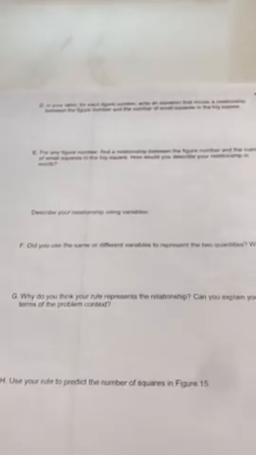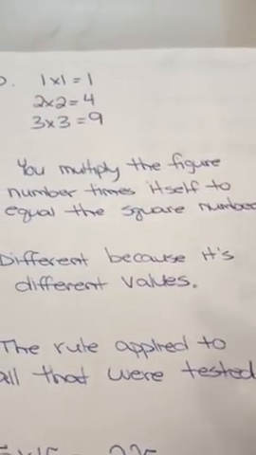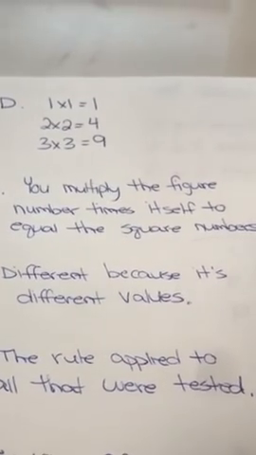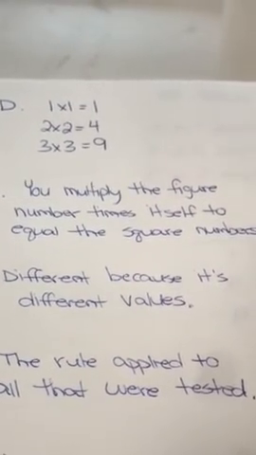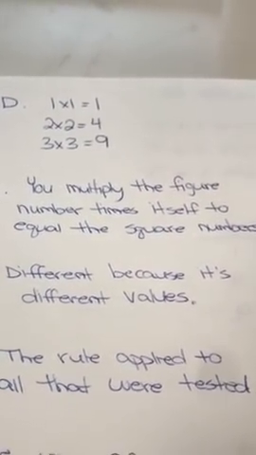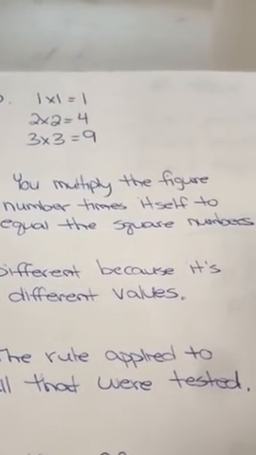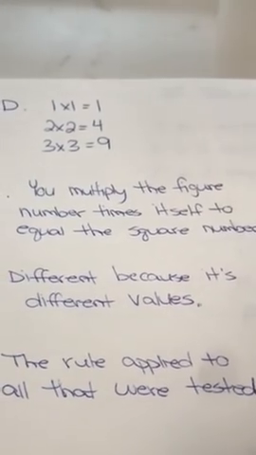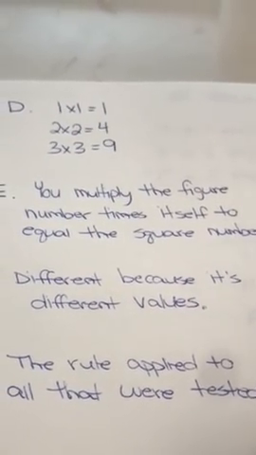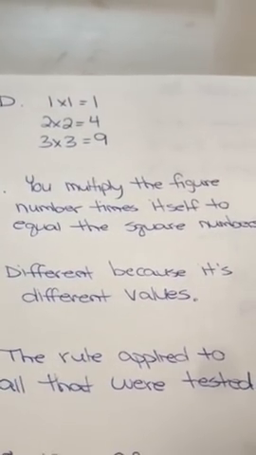And then G's going to say, why do you think your rule represents this relationship? Can you explain it by context? Well, again, we tested it, didn't we? Okay, so the rule applied to all that were tested. So we did that whole F times F equals S, and it worked. Taking the figure, timesing it by itself, gave us the number of squares. So that's how it worked. We made sure that it went through and it did every single one, and it worked.